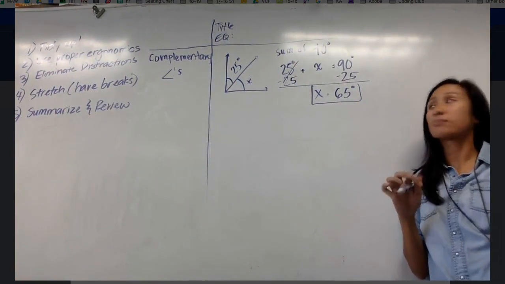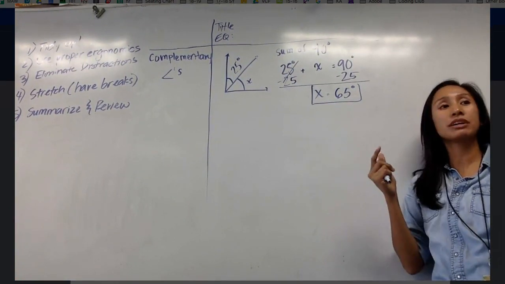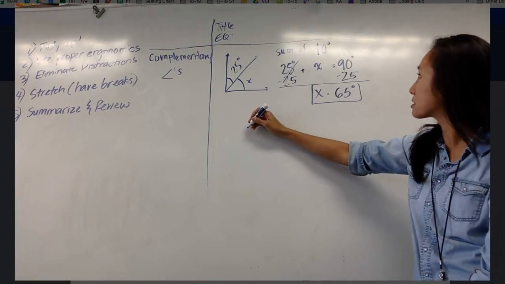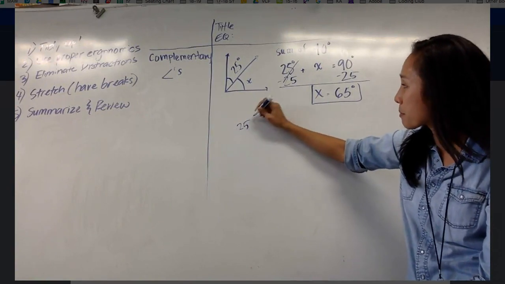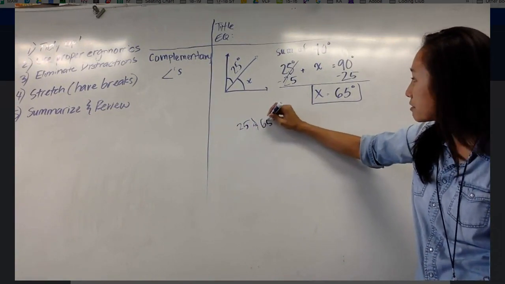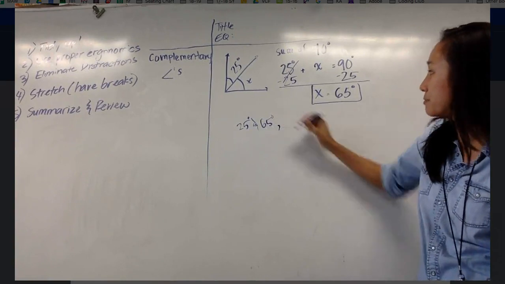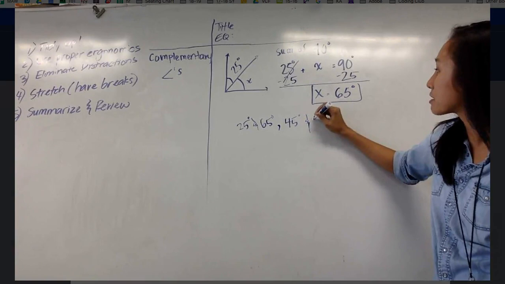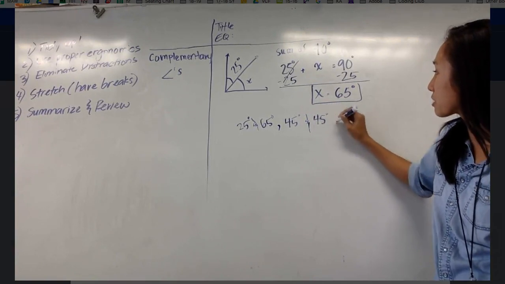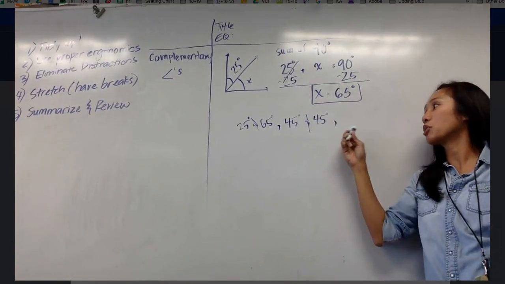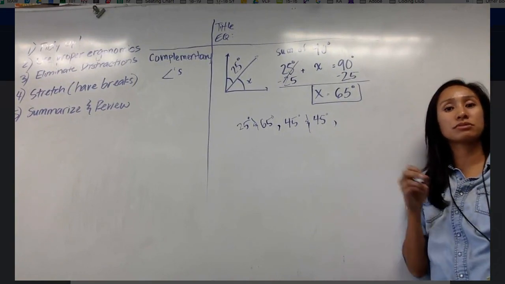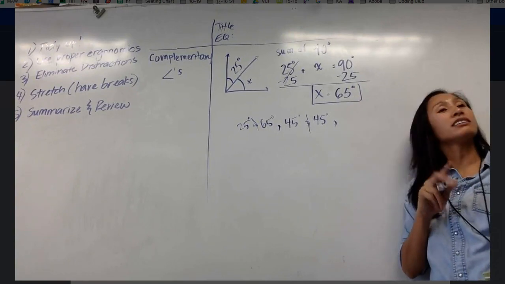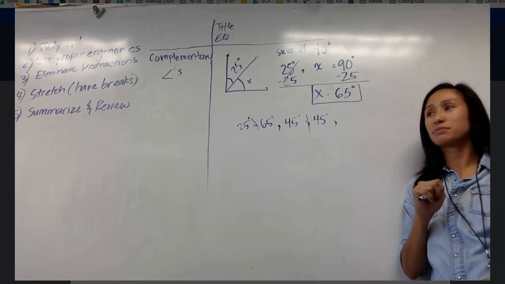Just remember, any pair of complementary angles always have a sum of 90. So here are examples: 25 and 65 degrees. Someone give me another example. 45 and 45 degrees. Yeah, they're both complementary. In your notebook, write down your own pair of complementary angles. My favorite one is 1 and 89. Don't write that one, but write something else.